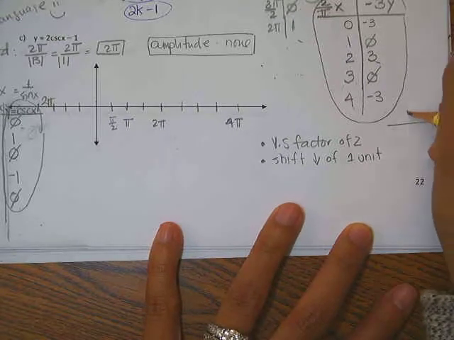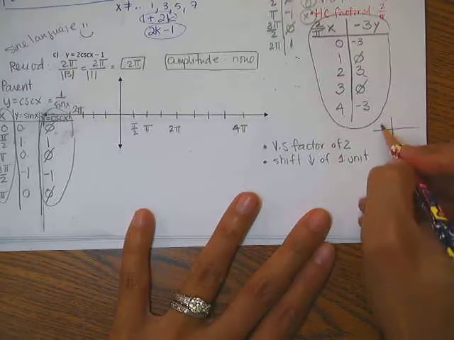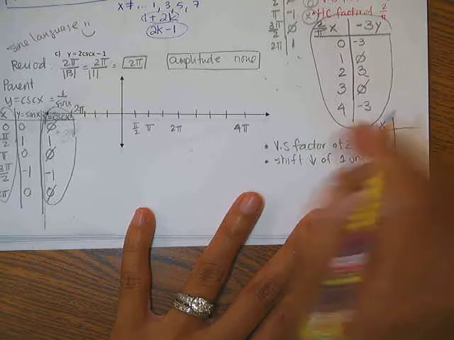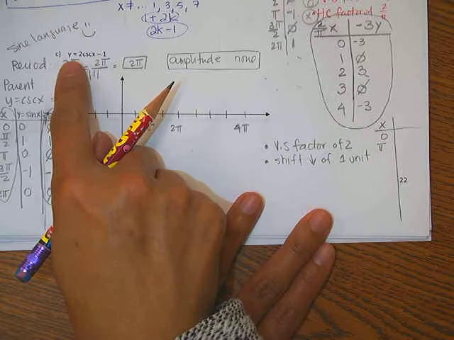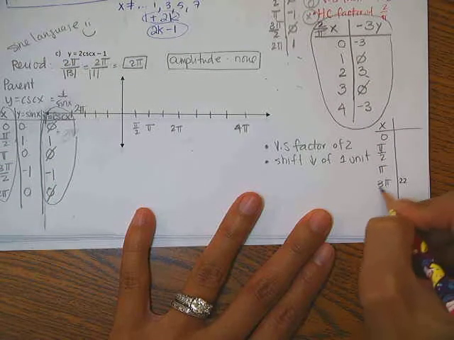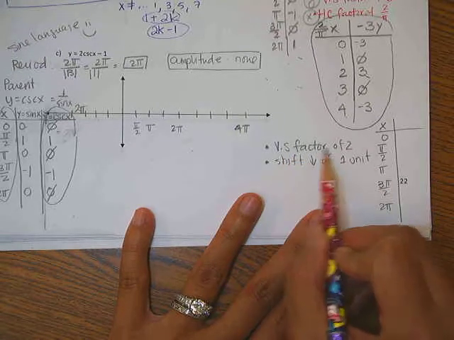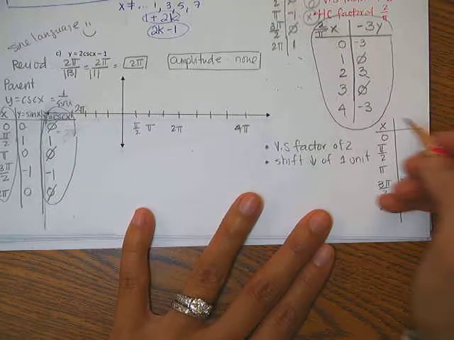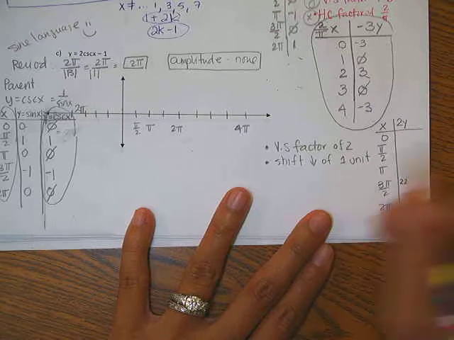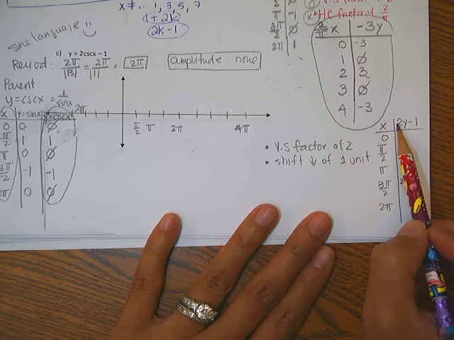Okay, so here we go. I'm going to make another table just because I'm out of space on the left-hand side. I'm going to put all 5 inputs back. The inputs don't really change because there's no horizontal transformation here. So 0, pi over 2, pi, 3 pi over 2, and 2 pi. Now the outputs. The vertical stretch factor of 2 is going to change my output a little bit. So I'm going to have 2 times y. A vertical shift of 1 down means subtract 1. So all of these outputs right here, I'm going to apply these transformations.